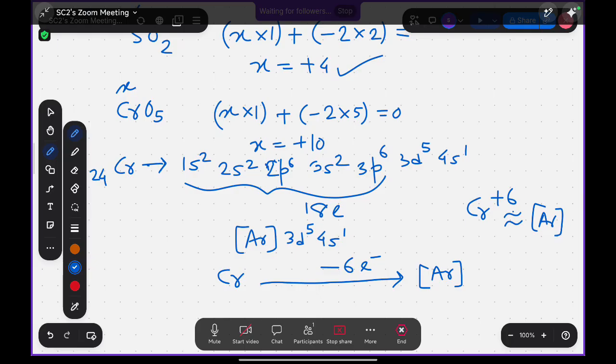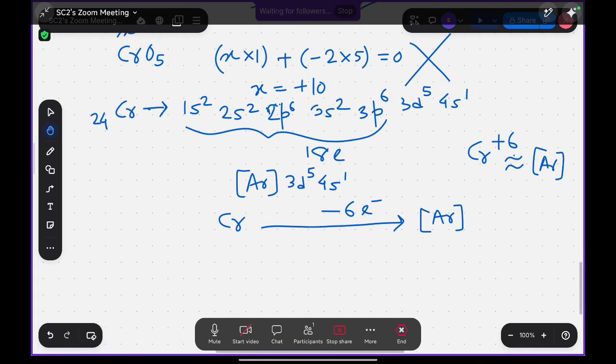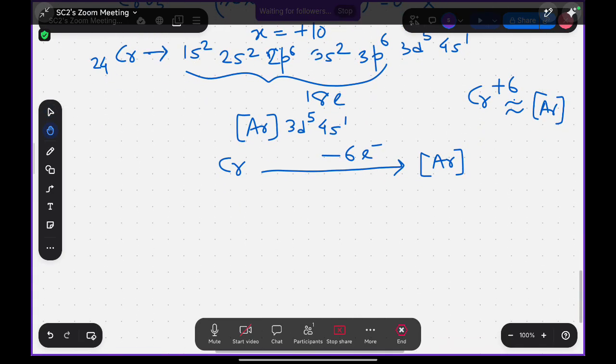So the maximum oxidation state for chromium is plus 6. It cannot be more than plus 6. It cannot be plus 7, plus 8, nothing. It can be less than plus 6 or plus 6 but not more than that. That means this calculation of plus 10 is wrong. You cannot consider all the oxygen atoms to be minus 2.